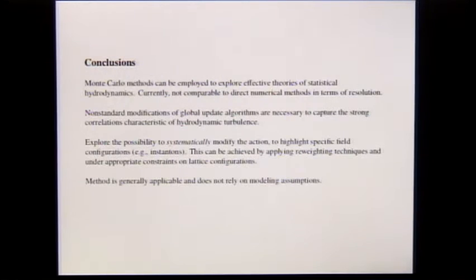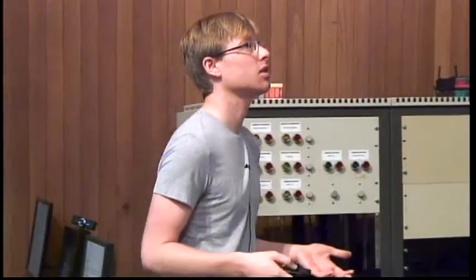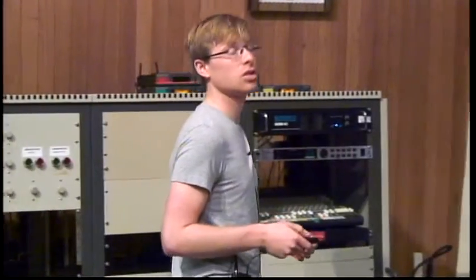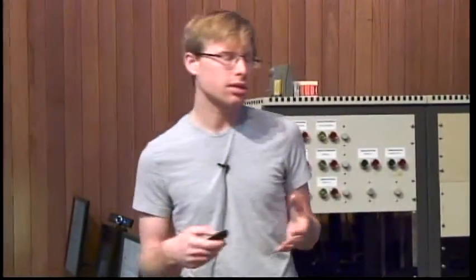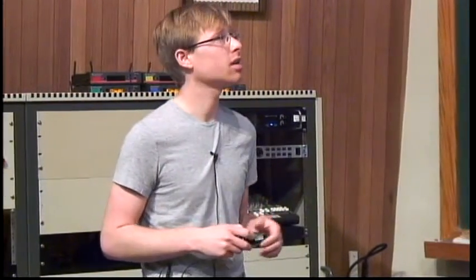So let me maybe conclude and offer some perspective on what we're doing. So what I've tried to emphasize is that Monte Carlo methods can also be used to look at genuine non-equilibrium dynamics. This, of course, comes at a cost, but nevertheless, it provides us with the opportunity to explore what these methods have to offer. And in particular, this allows us to investigate algorithms that allow us to manipulate the system in such a way to highlight configurations that are of interest to us.